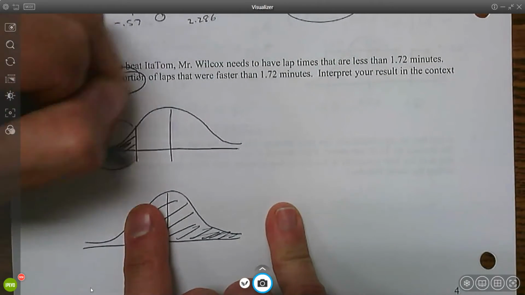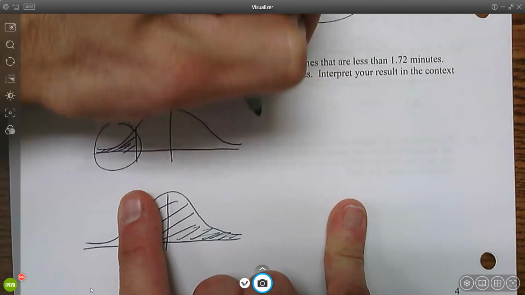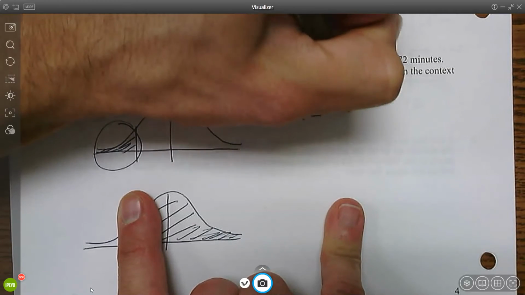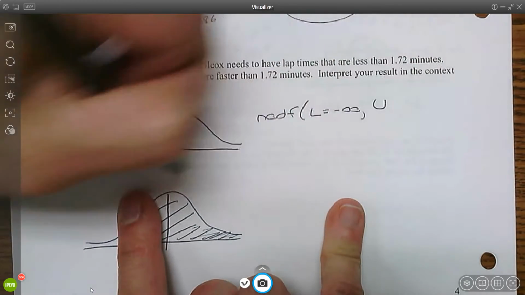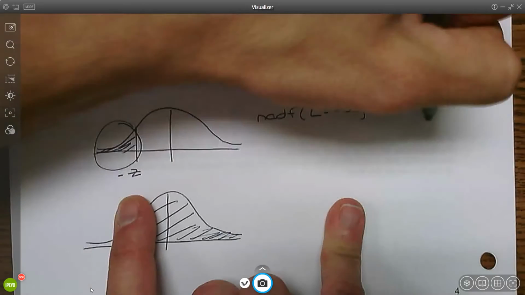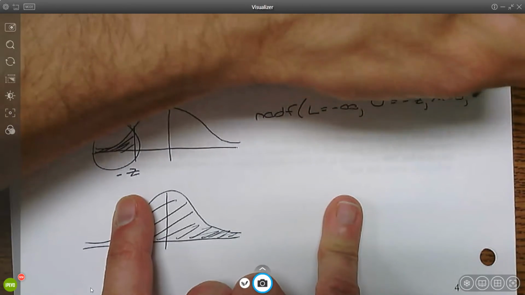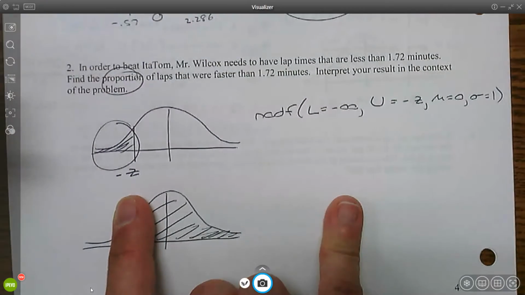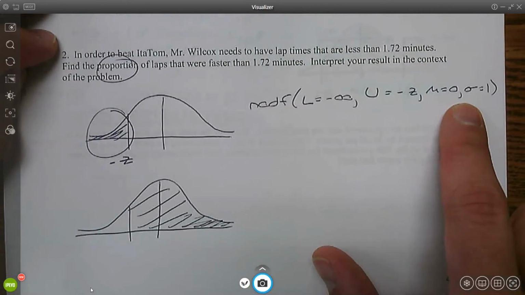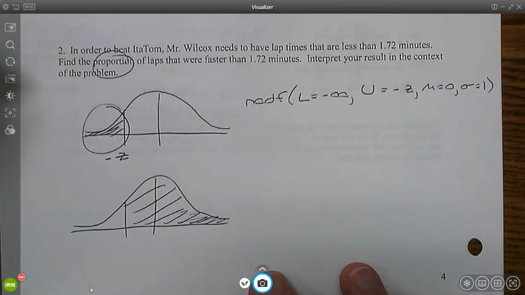So if it's a left tail or left end, when you do your normal, I'm going to abbreviate NCDF, your lower is -infinity and your upper is whatever this z-score is. It's going to be negative. Your upper is going to be that negative z-score. The mean is always 0. The standard deviation is always 1. I know in Algebra 2 your teachers may have taught you differently, but we use the standardized curve, so we're always using 0 and 1.